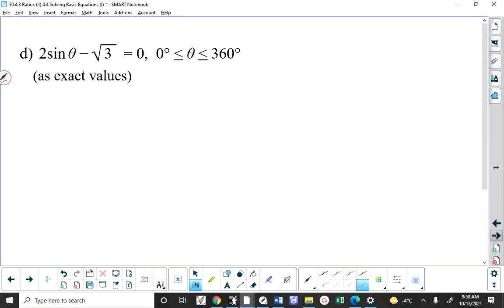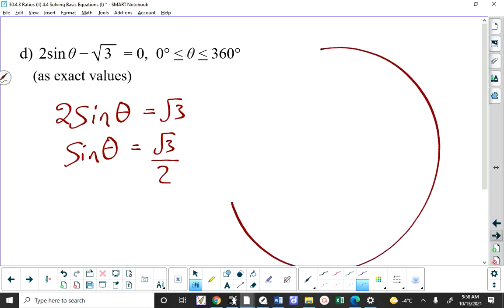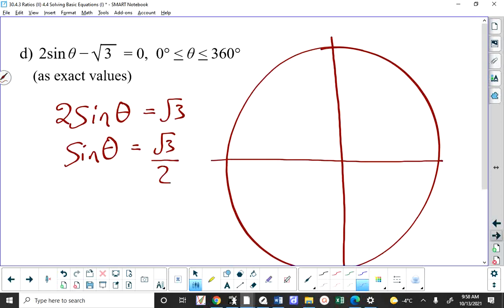Well, let's rearrange for D for sine of theta. 2 sine theta equals root 3. So sine of theta equals root 3 over 2. This is a math 30 teacher's dream. That you look at that and you go, oh, it's this location and this location. Because on the unit circle, that's where y is root 3 over 2. The solution is pi over 3 and 2 pi over 3.